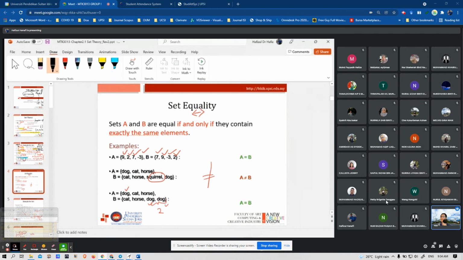Then we have set equality. Set A and set B are equal if and only if they contain exactly the same elements. For example, if we have set A and set B, A has 9, 7, negative 3. B also has 7, 9, negative 3, and 2. Both are the same, but the order is different.